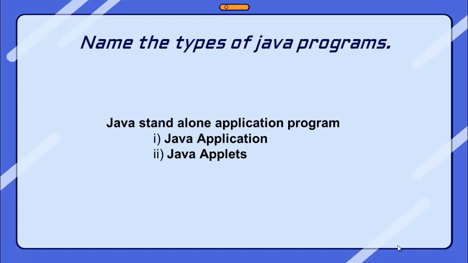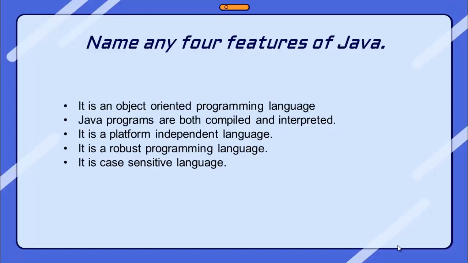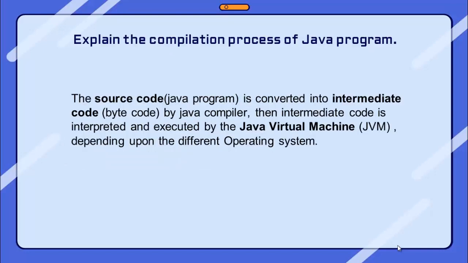Name the types of Java program. One is Java application, the other one is Java applets. A Java application is the application code that is typed by the user. A Java applet is downloaded from the internet. Any four features of Java: it is an object-oriented programming language, it can be both compiled and interpreted, it is platform independent, it is a robust programming language, it is a case sensitive language.